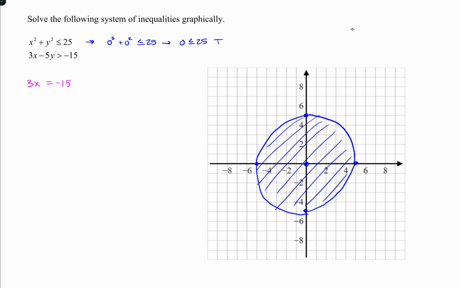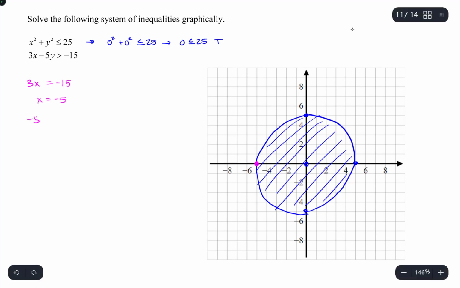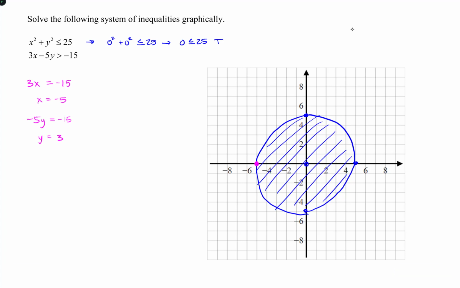So if I let y equal 0 and solve, then I get x equals negative 5. So the point negative 5, 0 is on this line. All right, now if I do the same but let x equal 0, then I would have negative 5y is equal to negative 15, or y equals positive 3. So 0, 3 is a point on this line.